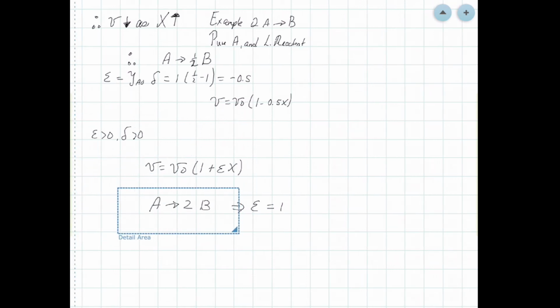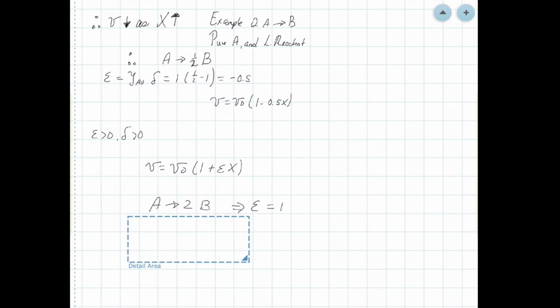Finally, now we have the condition where epsilon is larger than 0 and delta is larger than 0. We are looking at a reaction that actually increases the total number of moles after the products are produced. For this particular case, epsilon equals 1. So if we go back to the volumetric flow rate equation, we end up with this expression.